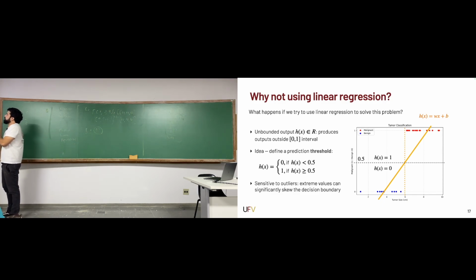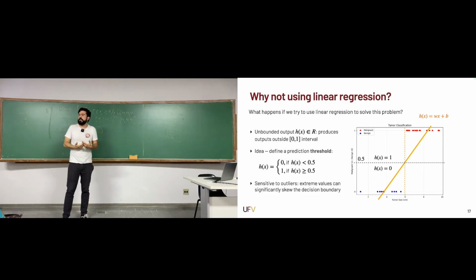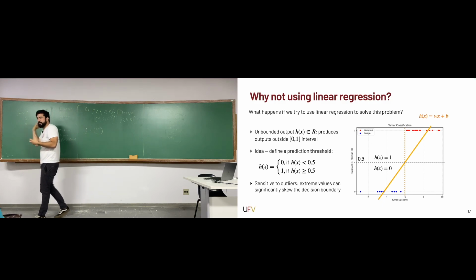But what is the problem here? Perhaps the first problem is that, since this is a line, the predictions that we're going to get from our model h are real values. So they're not bounded to 0 or 1. In fact, if I train this line, I could even get negative values as predictions. And I don't want that. I only want predictions that are either 0s or 1s.